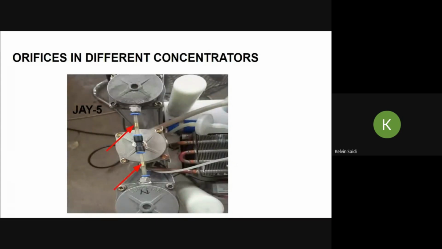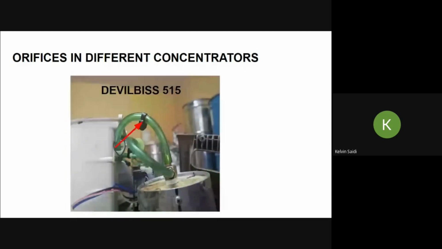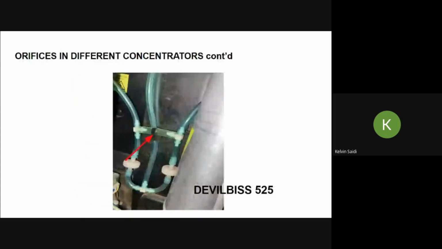So as you can see in the graphics, the arrows are pointing to two orifices that help in the purging process. And in the 515, the orifice is located just after one of the sieve beds, whereas in the DeVilbiss 525, the orifice is connected between the two sieve beds. So in this piping system, it is connected where the arrow is pointing.